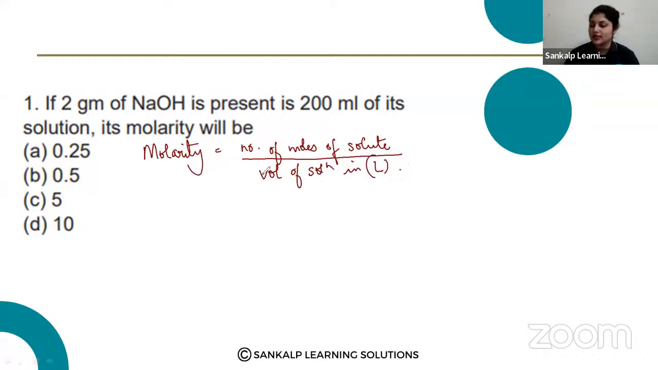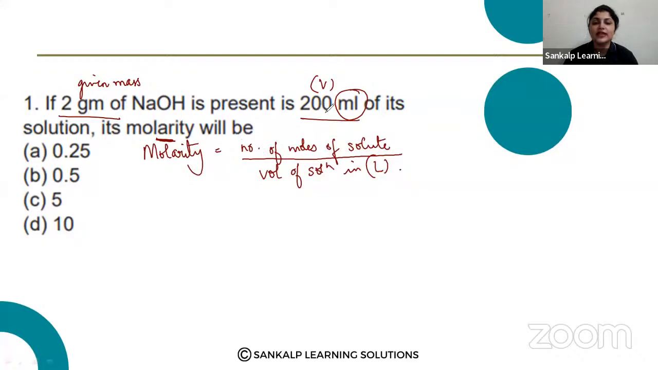So how will you solve this? What is given? The mass of the solute is given, that is 2 grams. The volume of solution is also given, but it is given in ml. What we have to find is the molarity.